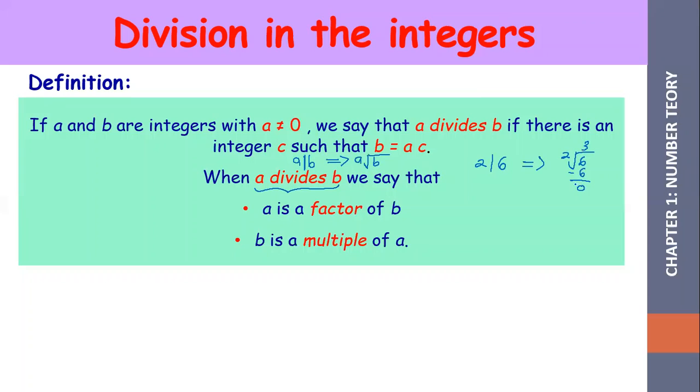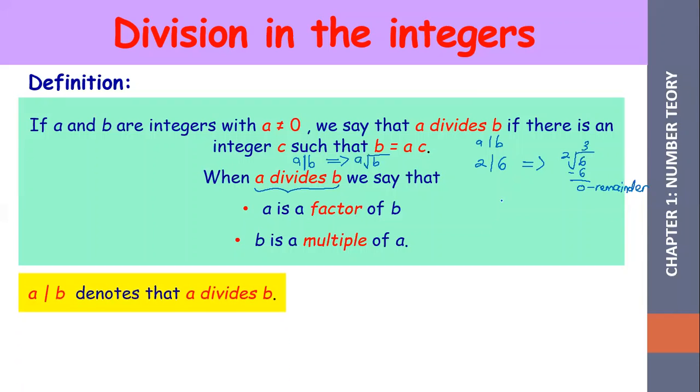Apa maksud divides? Divides adalah bila you bahagi. When you divide, the remainder is equal to 0. So we can say that A divides B, where 2 is a factor of 6, and 6 is a multiple of 2. Okay, that is a division in integer.